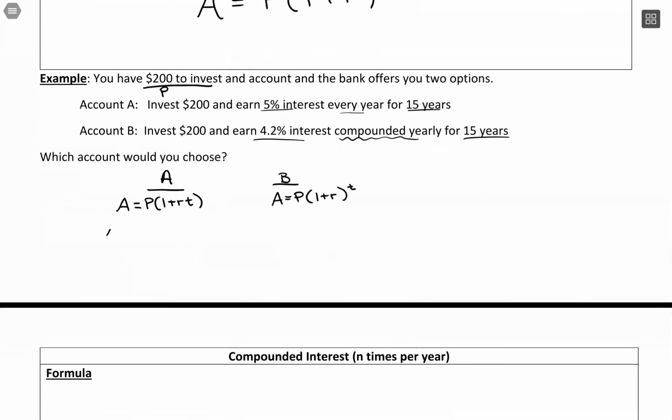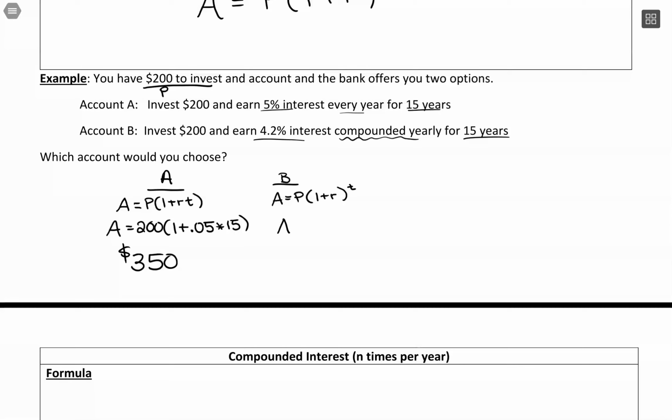So if we plug in our values, with account A we have our principal of $200, 1 plus, and then our rate is 5%. So we need to plug in 0.05, and then times time of 15. If we plug all of that in, we should be getting a balance of $350 after 15 years.